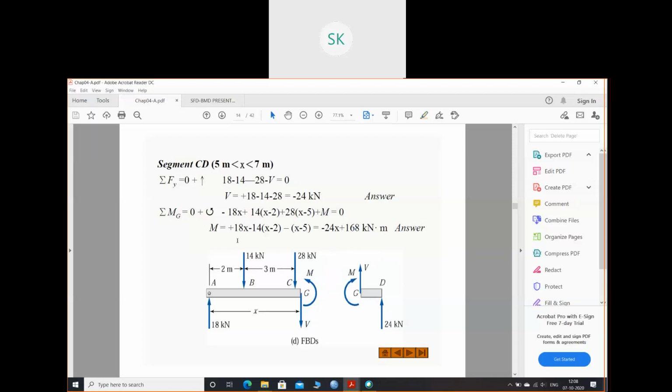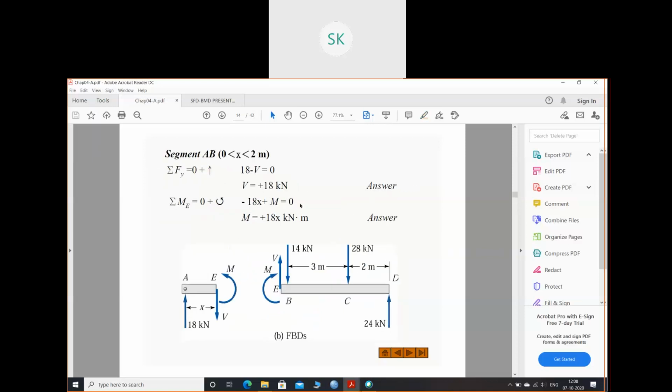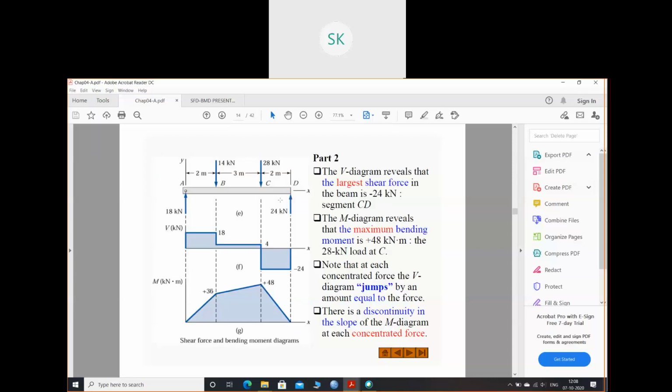So basically we got three equations, right? We have got three equations. Let's start with shear force. First start with the shear force diagram. At 0 I'm getting 18 kilonewton, and at 2 I'm getting shear force 18 kilonewton. See this diagram. At 0 I'm getting shear force 18 kilonewton, so I have drawn the 18 kilonewton. And at 2 also I'm getting 18 kilonewton, so I have drawn 18 kilonewton and joined this part.